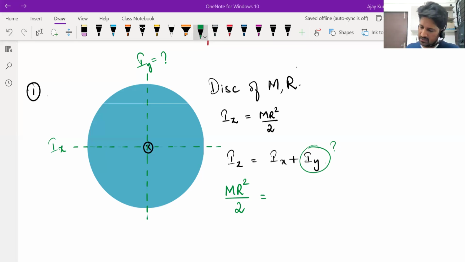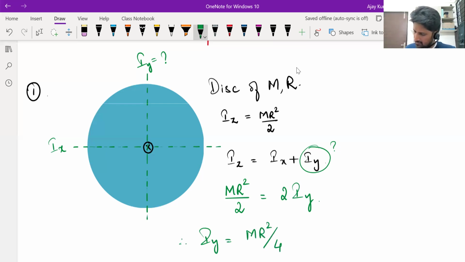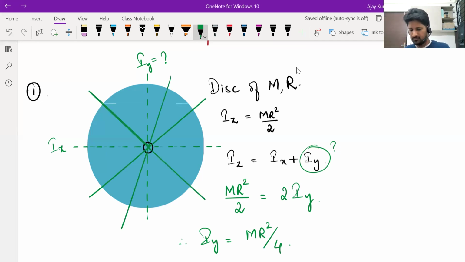If Ix is equal to Iy, then you can write the right-hand side as 2 times Iy. Therefore, Iy becomes mr square divided by 4. So for a disk about any of its diameters, at any angle or orientation, with half the disk on one side and half on the other, all these axes will have the same moment of inertia, because the mass distribution is the same. It will be mr square by 4.